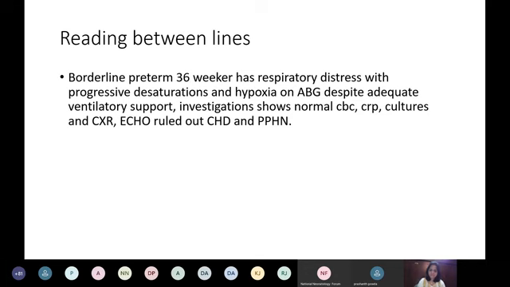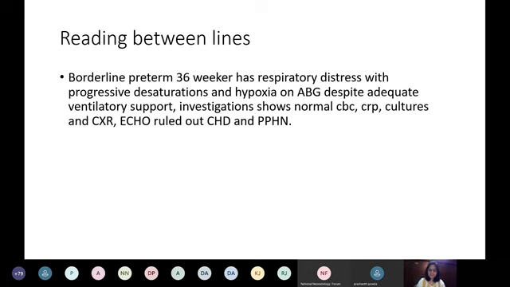So if it is not that bad, then we are not dealing with RDS. Obviously, we have done an echo, and there is no congenital heart disease and no PPHN. The baby didn't have any other risk factors like meconium or PROM or anything. And in the investigations we have sent, our CBC and CRP, none of them are very suggestive.